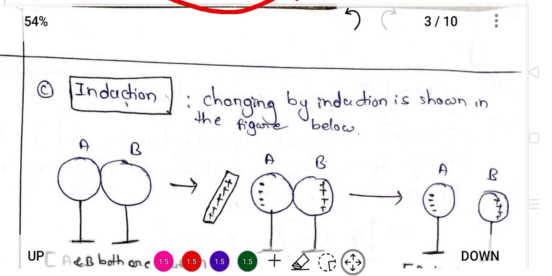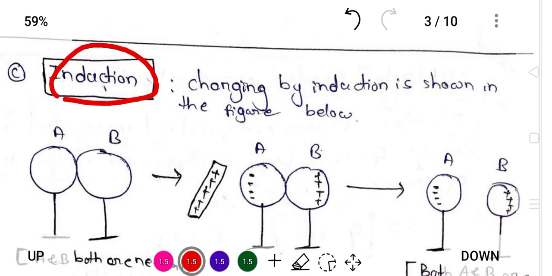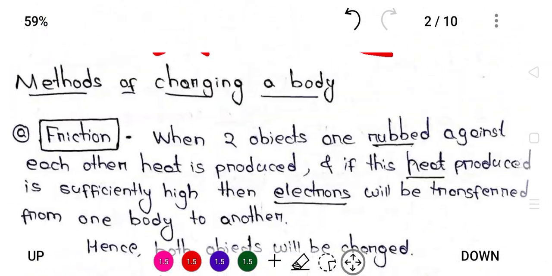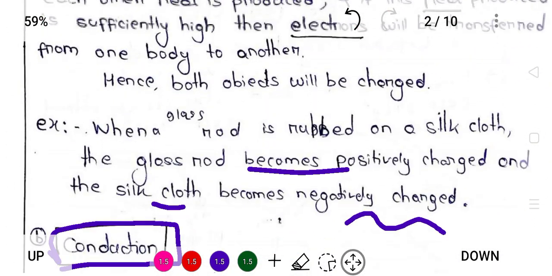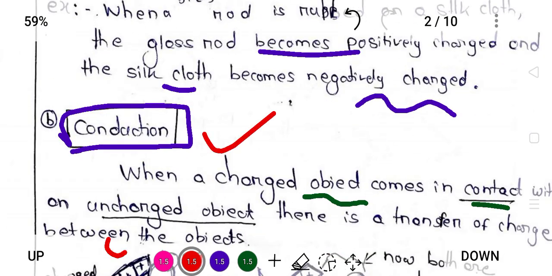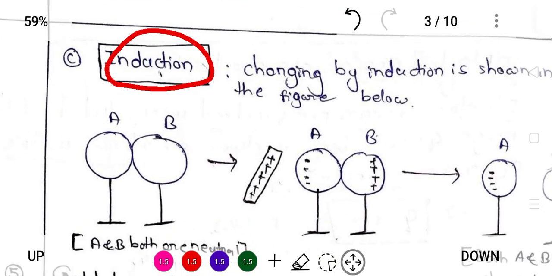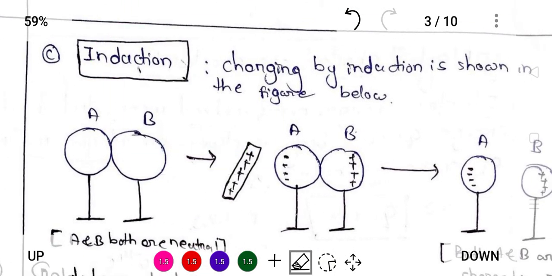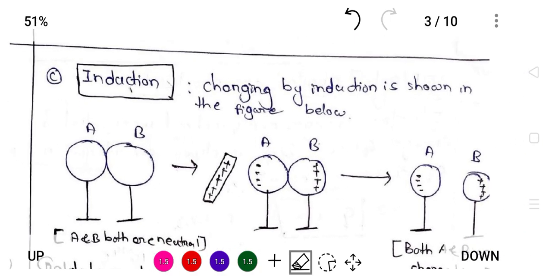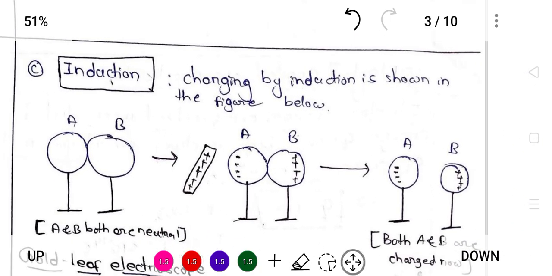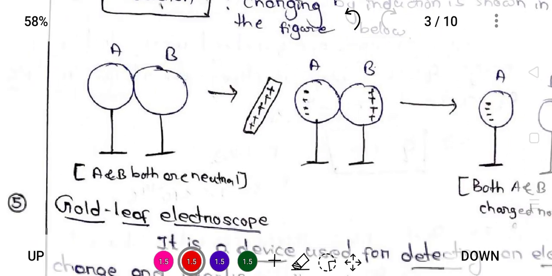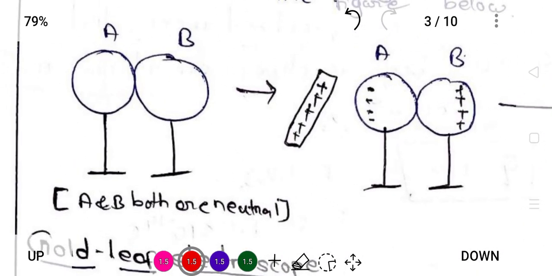Now the third method is induction. Induction is a method in which we charge an object without any physical contact. The first two methods, that is friction and conduction, require physical contact between the two objects. But in the induction method we do not require any physical contact. Now how do we charge by induction? Let's see. Consider the picture. Let's say there are two objects, object A and object B, kept on an insulating stand.